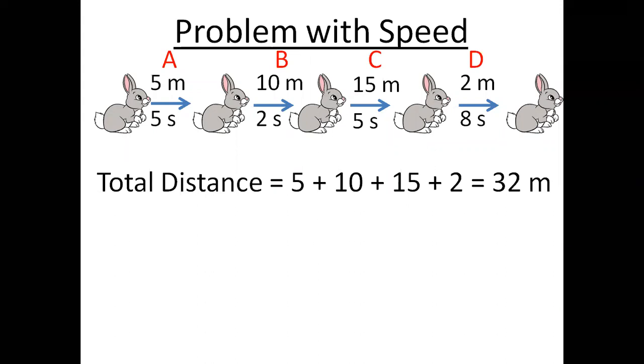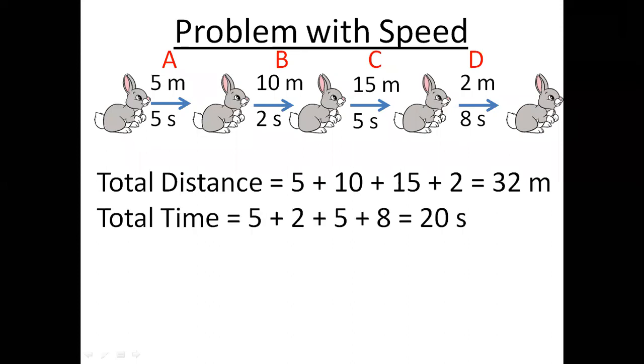What is the second thing we require for average speed? Total time. So total time के लिए क्या करेंगे? We will add the times for all of them: 5 plus 2 plus 5 plus 8. ठीक है? The time which is given at the bottom in each case, we also added those. So we receive total time. 5 plus 2, 7, 7 plus 5, 12, 12 plus 8, 20. So 20 seconds. Correct?